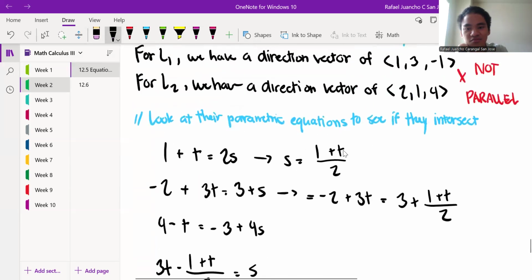We got t is that value there. We're going to put it in purple. And from there, we can actually plug into s. So s is 1 plus 11 over 5, divided by 2. We get some value here.